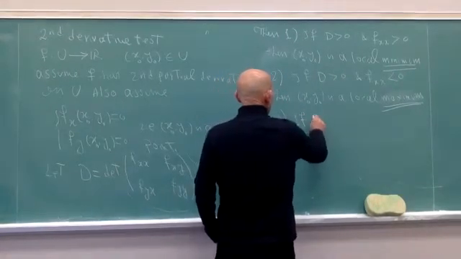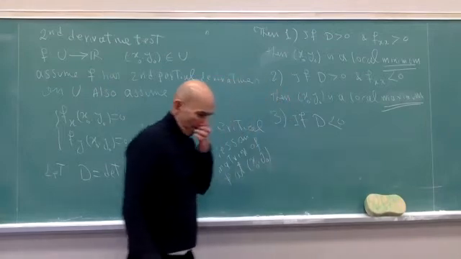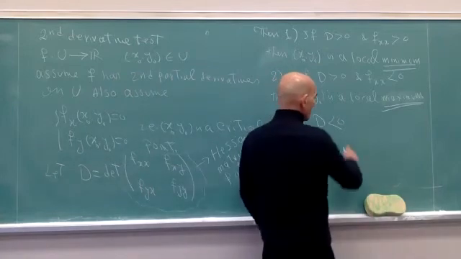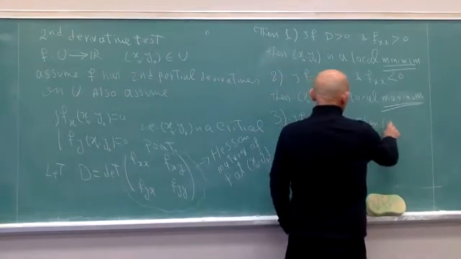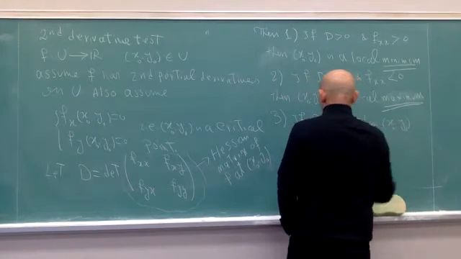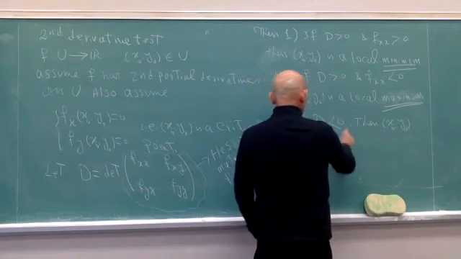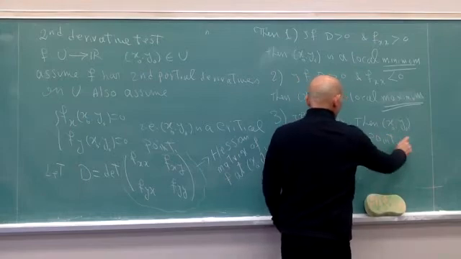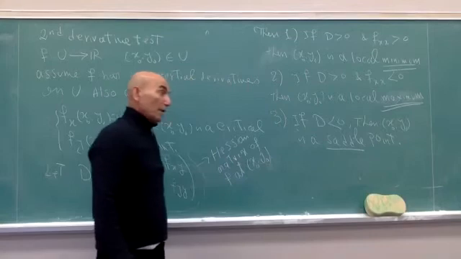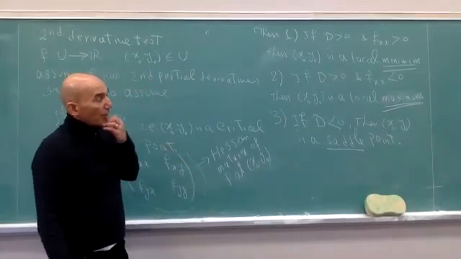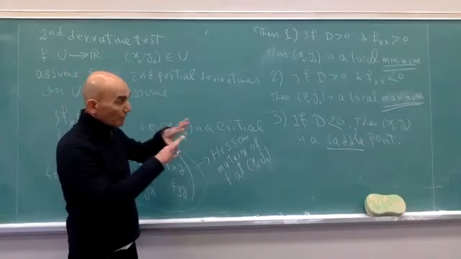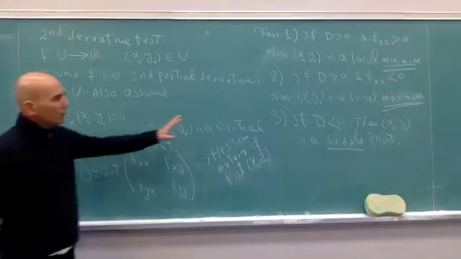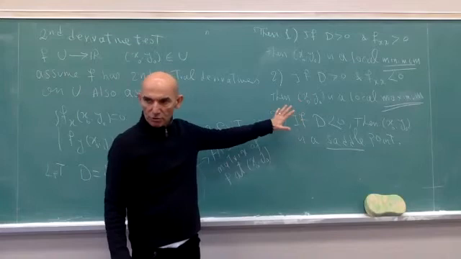The third case is if D is less than 0. So if D is less than 0, then that point is a saddle point. Then x0, y0 is a saddle point. So we get very valuable information about the function, behavior, and shape of the function near x0, y0 without any graphing or anything, just by doing this sort of algebra, the calculation, just that.